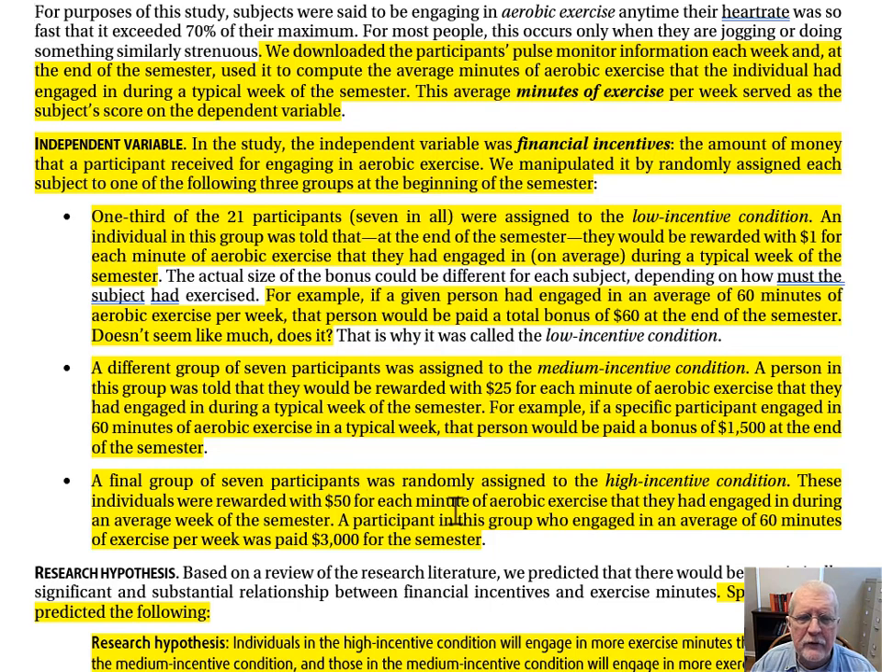And a final group of participants were randomly assigned to the high incentive condition. These individuals were rewarded with $50 for each minute of aerobic exercise they engaged in during an average week of the semester. Participants in this group who engaged in an average of 60 minutes of exercise per week received $3,000 for the semester.